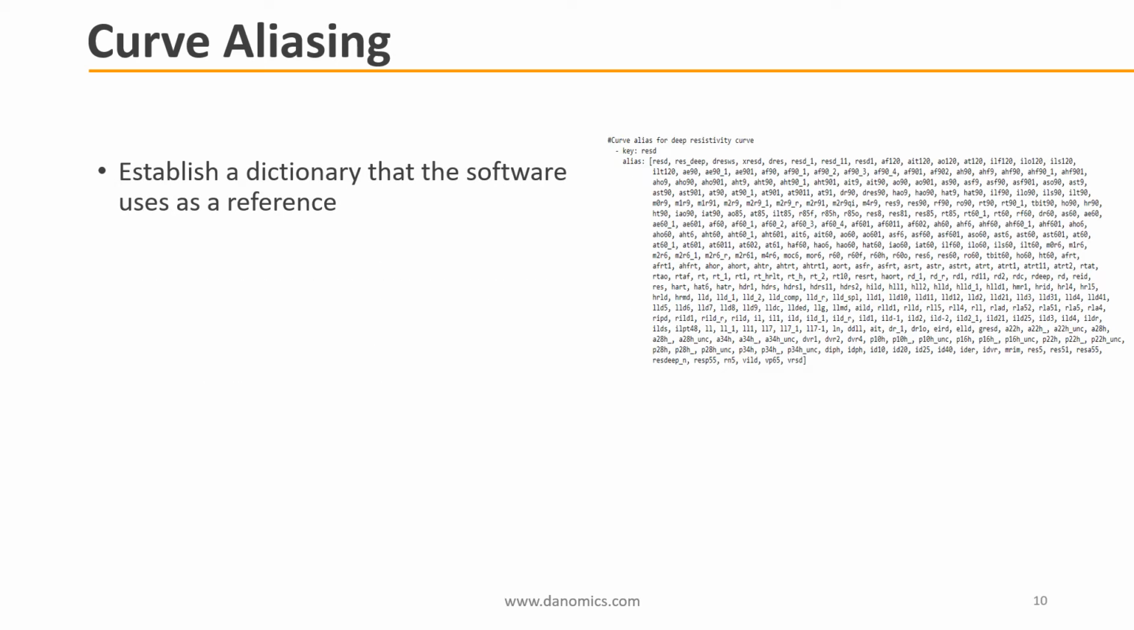So when it comes to curve aliasing to deal with these mnemonics, what we are doing is essentially establishing a dictionary that software packages can use as a reference. Now, different software will take this in different ways. I'm showing you an example from Danomics software here, but essentially we assign an alias, and then we assign a long list of curve mnemonics that tie back to that alias.